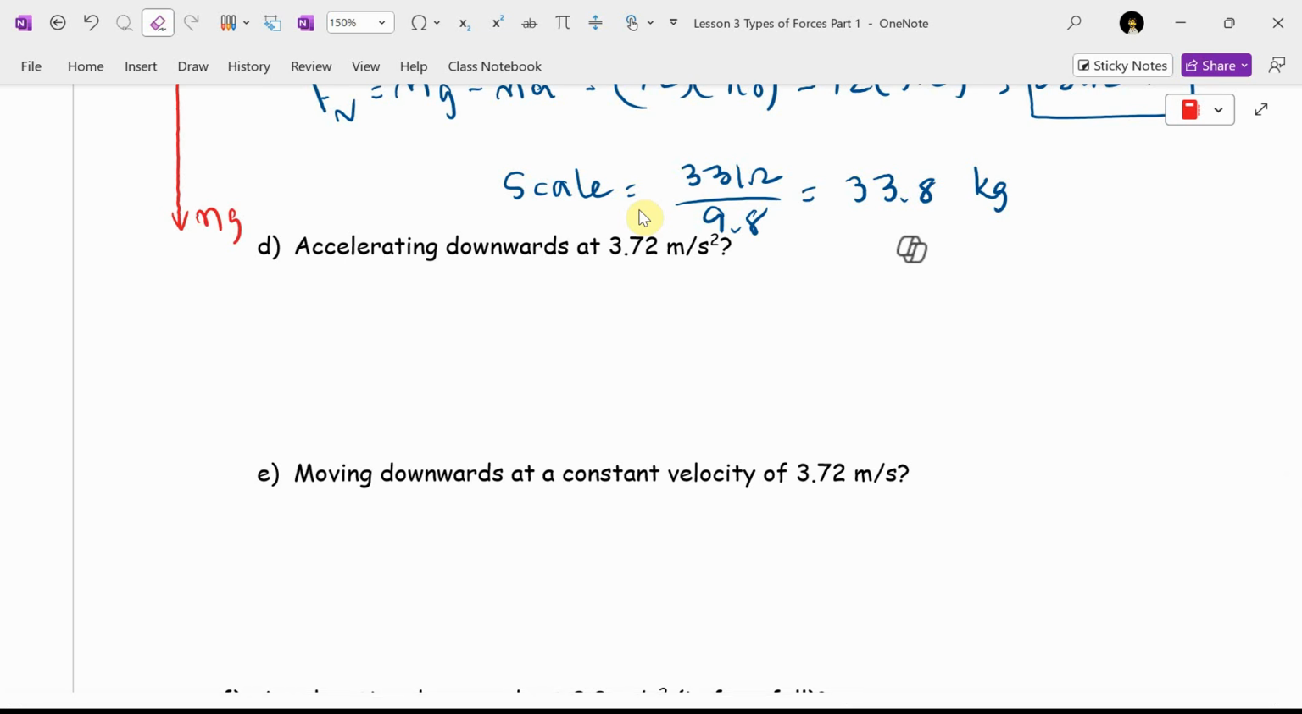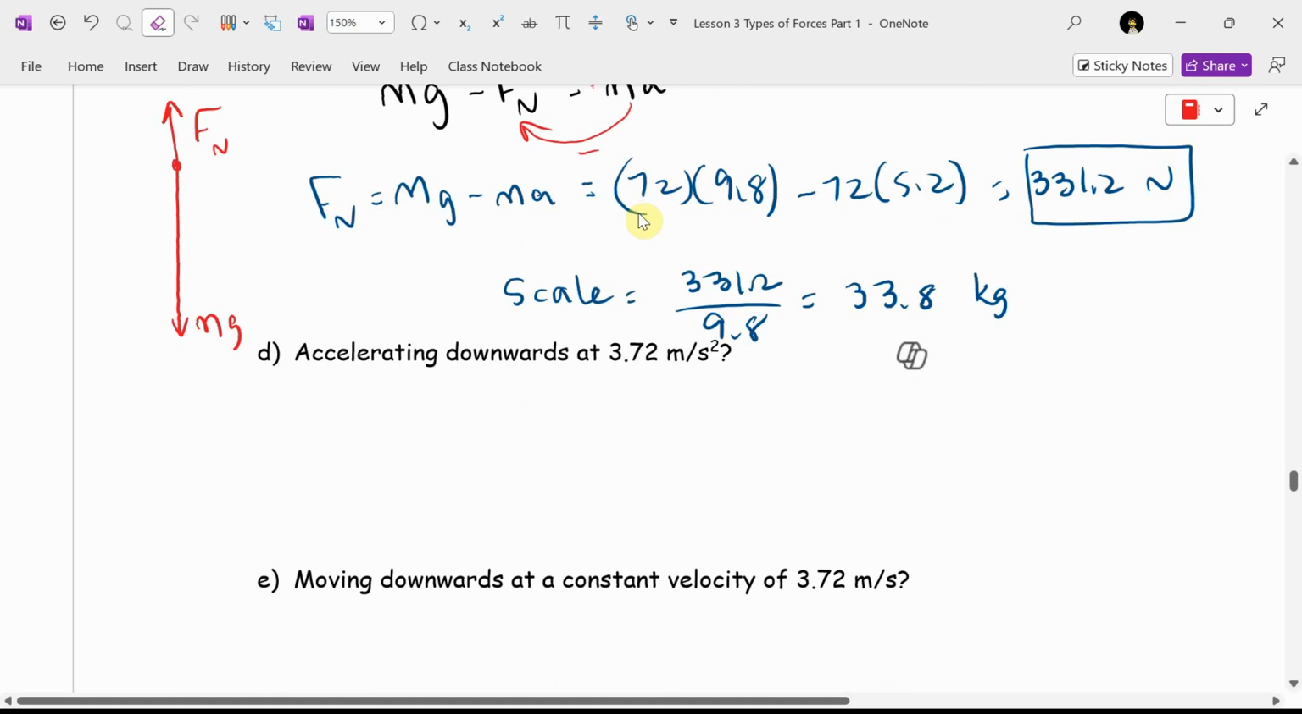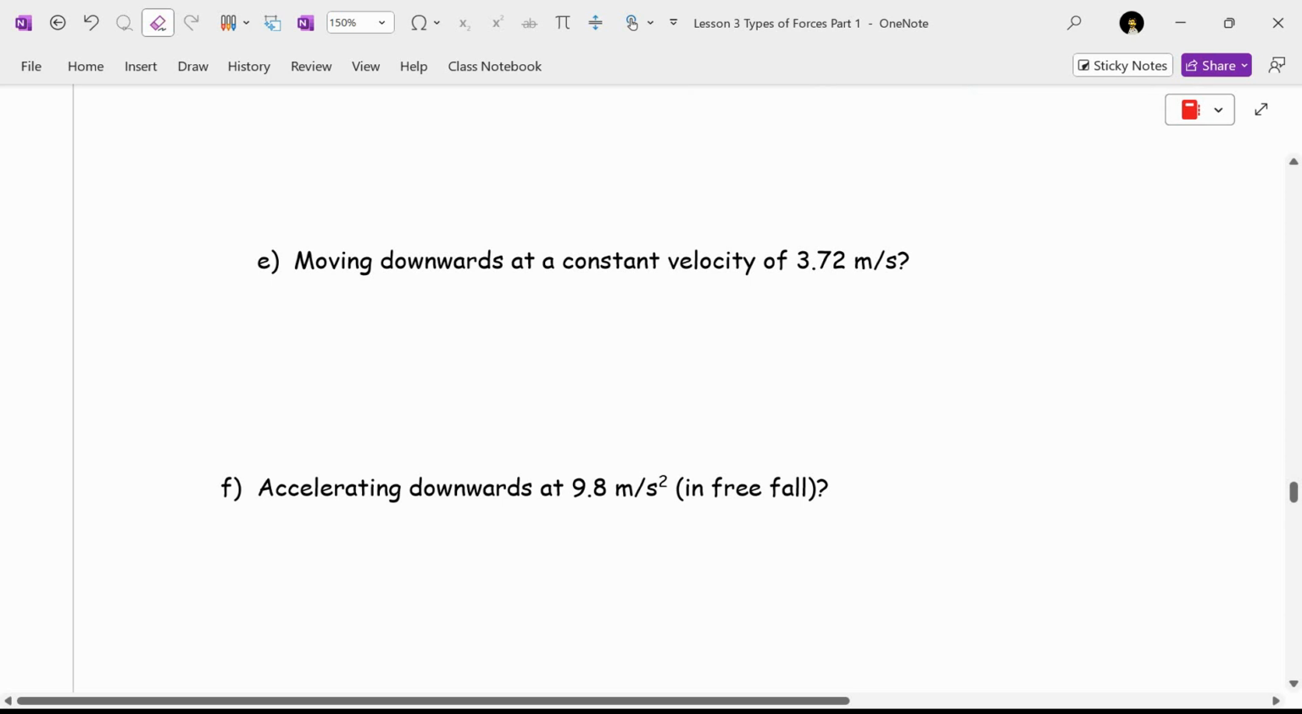Arnica, which way are we accelerating in part D? Which way did we accelerate in part C? I'm going to gamble that you can handle part D. I'm going to skip it. I'm going to do E and F, and then we're going to press pause. E says, what if moving downwards at a constant velocity of 3.2 meters per second?